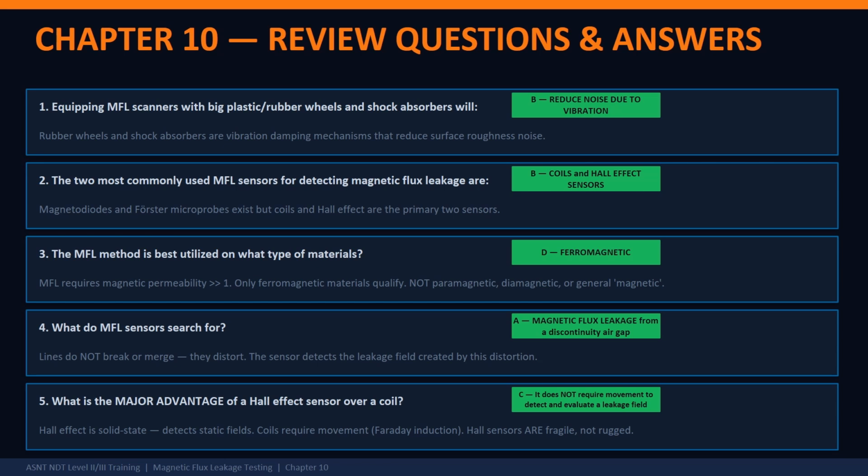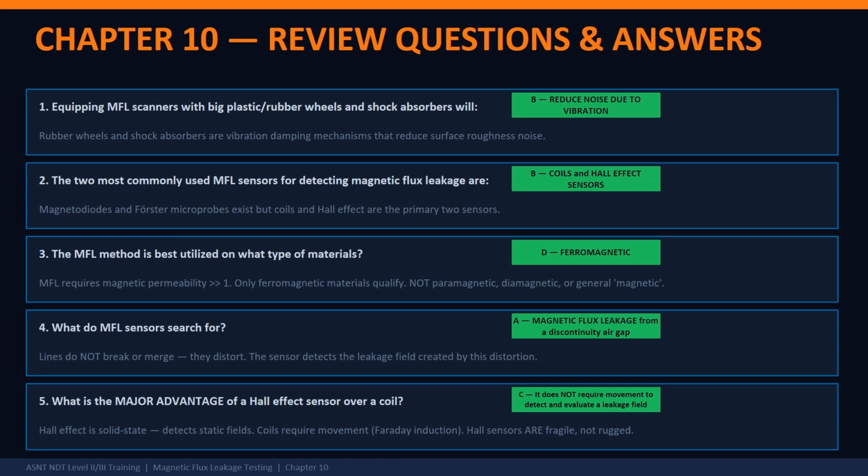Review question 2. Which 2 sensors are most common? Answer. Search coils and Hall effect sensors. Immediate recall required. Review question 3. Which materials are best for MFL? Answer. Ferromagnetic materials. Not simply magnetic. Use precise technical language. This matters in Level 3 interviews.